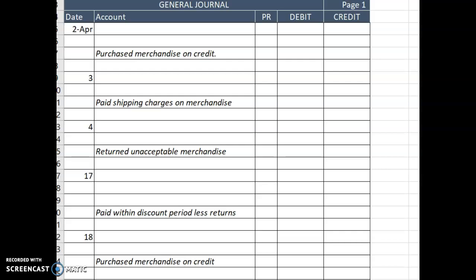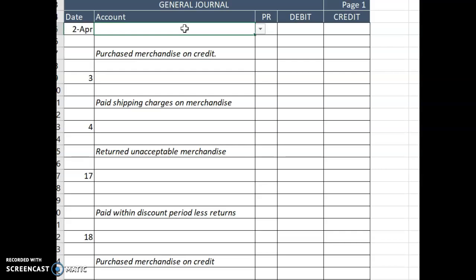We purchased $4,600 of merchandise on April 2nd from Land Company with credit terms of 2/15 net 60. So 2% in 15 days, net due in 60 days. The invoice is dated April 2nd, and it is FOB shipping point. FOB shipping point means we are responsible for the freight.